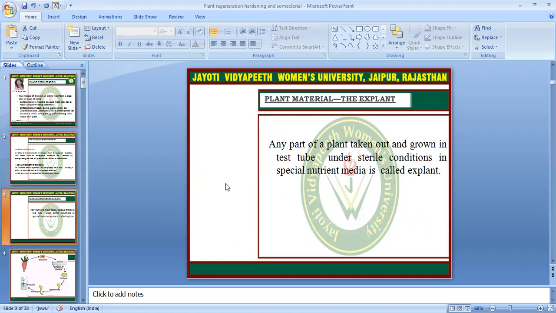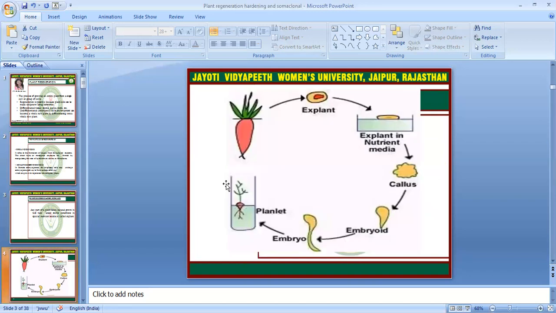Now come to the term explant, which is plant material. Any part of a plant taken out and grown in a test tube under sterile conditions in special nutrient media is called an explant. It can be root, shoot, leaf, bud, anther, ovule, whatever explant has totipotency nature.